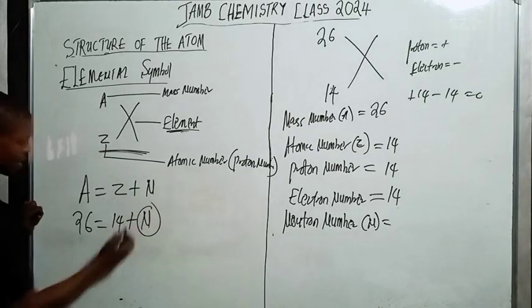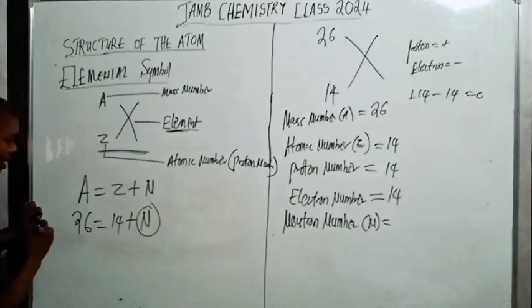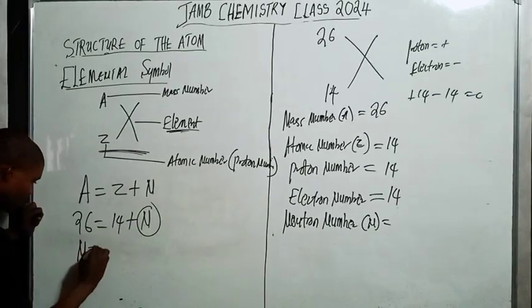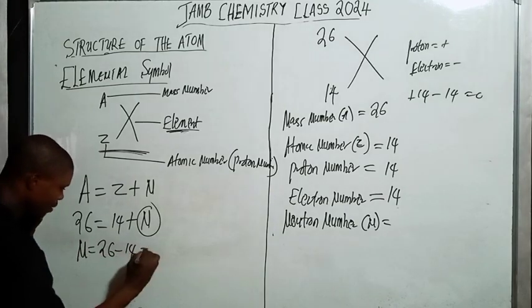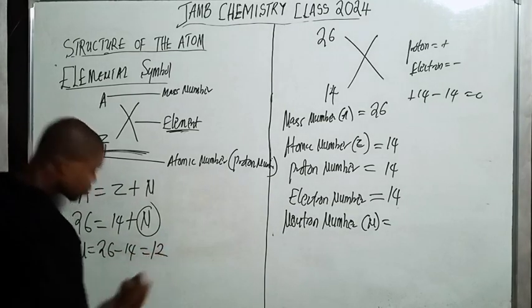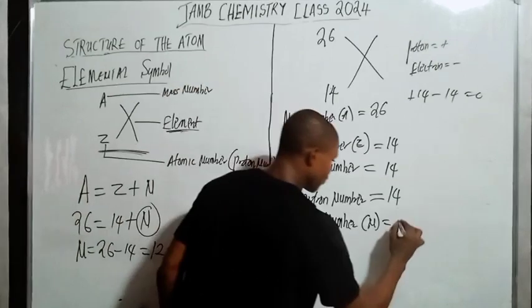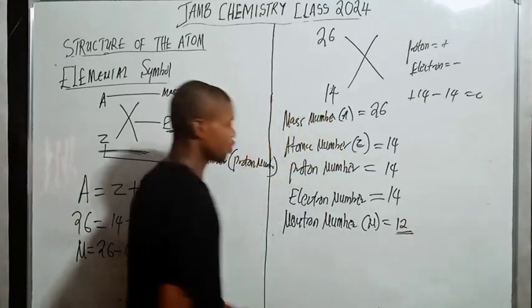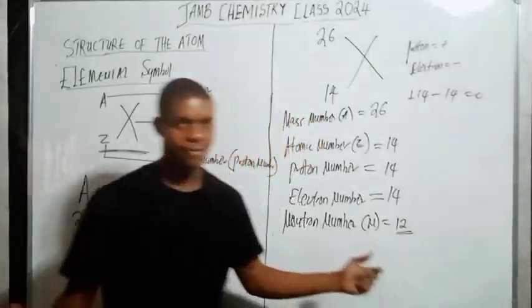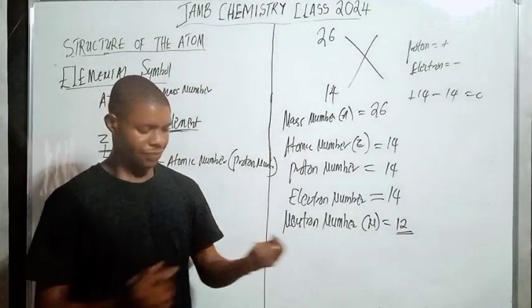So what am I going to do here? I'm going to make N the subject of the formula. So my N is going to be 26 minus 14. So my neutron number is 12. It's okay. My neutron number is 12. Do you understand?